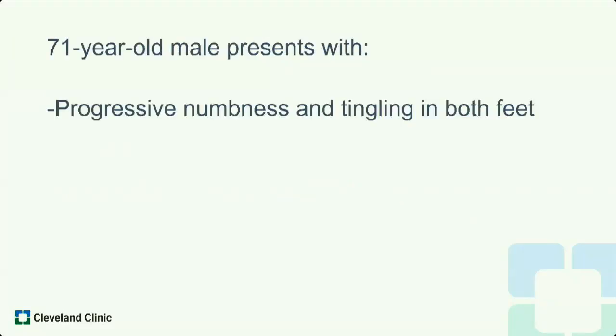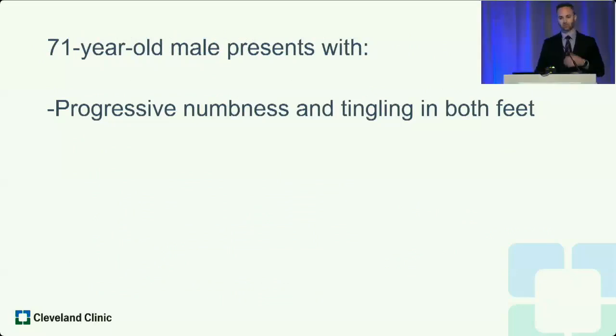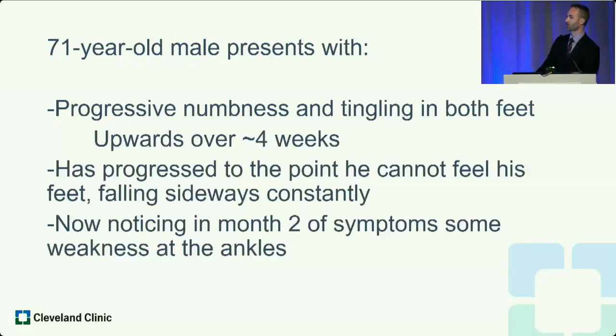Case 2. So now we have a 71-year-old. Again, same presentation. So sounds like a polyneuropathy, progressive numbness and tingling in both feet. And again, is it concerning? Well, this time it's progressed upwards over 4 weeks. Okay, so a little bit slower. But it's progressed in that month to basically be the point where he really can't feel his feet. He's starting to fall sideways.